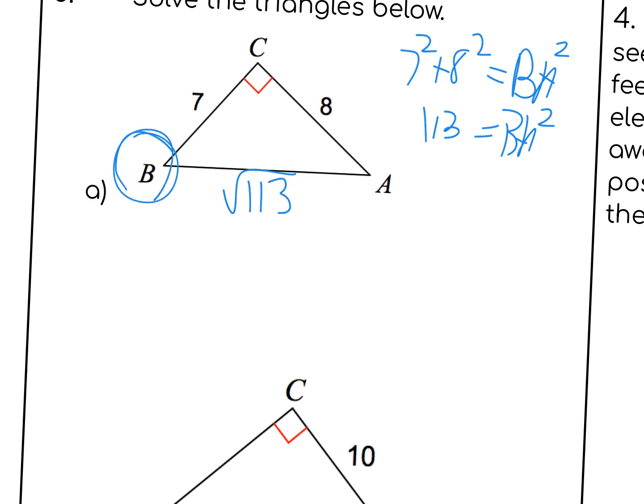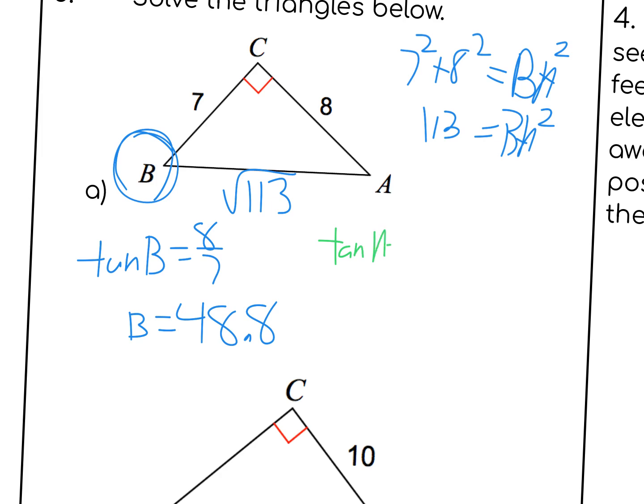Let's find angle B. I'm going to say the tangent of B is opposite over adjacent, 8 over 7. So to figure out what B is, I've got to do the inverse tangent of 8 over 7, and I get 48.8. And then I'm going to do the same thing for A. Tangent of A is 7 over 8. So I'm going to do the inverse tangent of both sides, also known as the arctangent. And I get 41.2, which is good because those will add to 90, which is what I have left. So I solved that triangle.